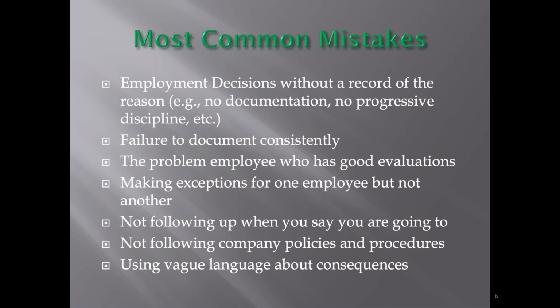The most common mistakes, really in summary, are employment decisions that are made without a record. No documentation, no progressive discipline. If you aren't going to do progressive discipline, then we should have documentation. And if you don't have any documentation on the person, then you want to have some evidence of progressive discipline. And in an ideal world, you have both. Another common mistake, failure to document consistently. So we have like 25% of what we really need, and then it just seems very fractured, and we have to piecemeal everything together.